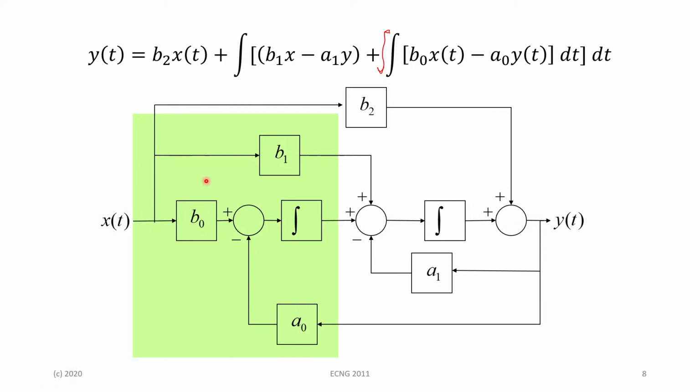Right, so if we look at this green shaded area here, doesn't this look familiar? The reason it looks familiar is because this green shaded area is actually our first order differential equation block diagram. We just take the output of our first order differential equation block diagram and feed it in as the input to our second order differential equation.